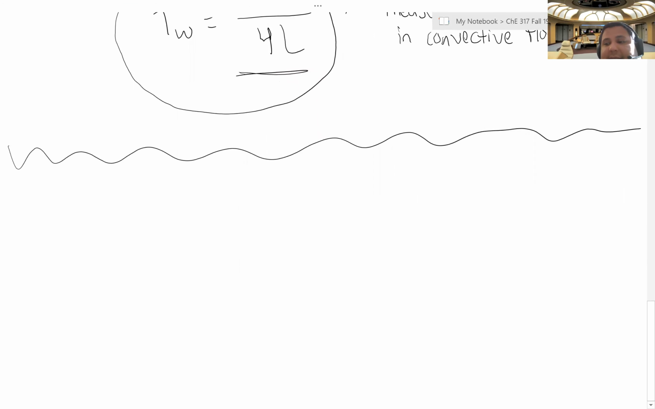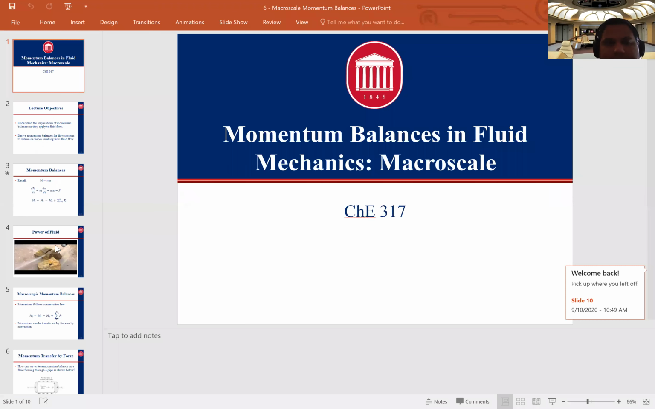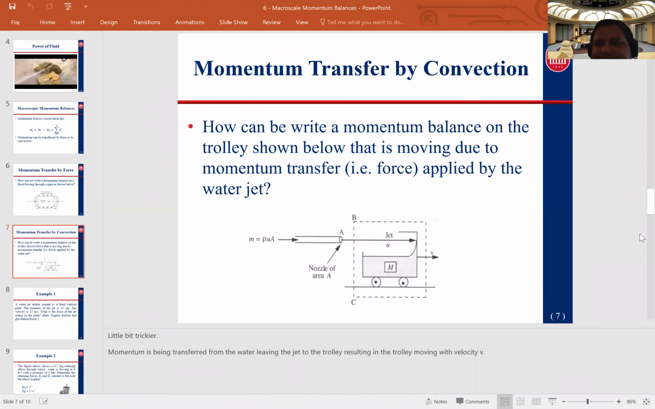Let's look at another example. And here, I'll pull up the image so you can see what we're talking about. So hopefully you see this. So let's look at this system.